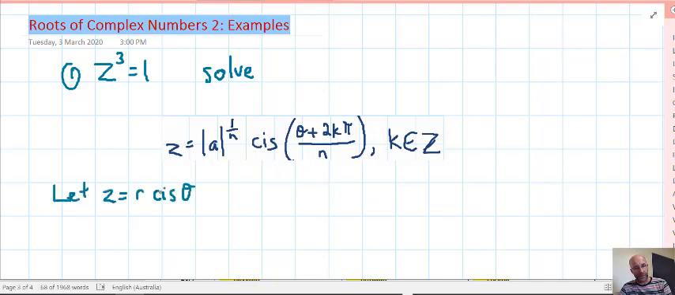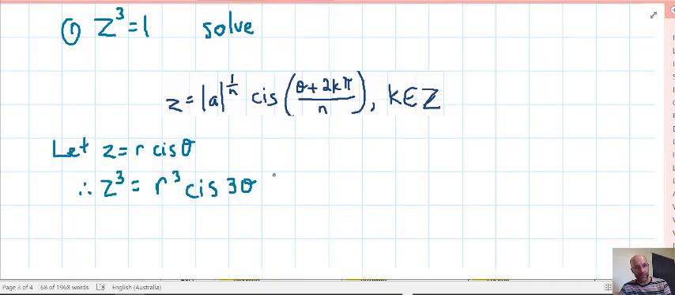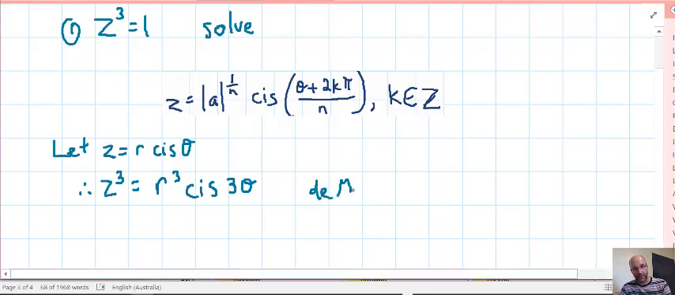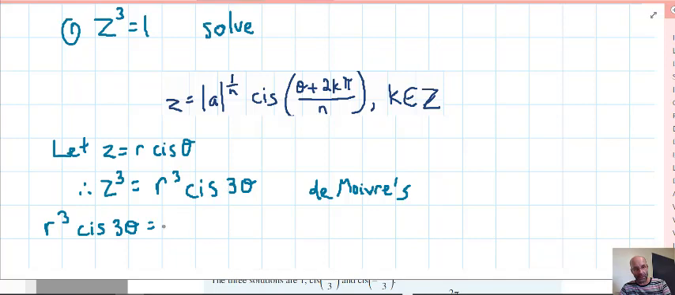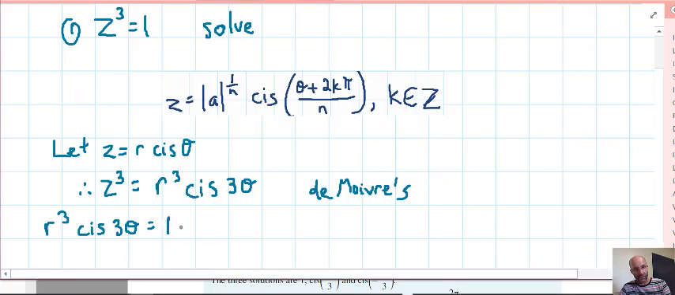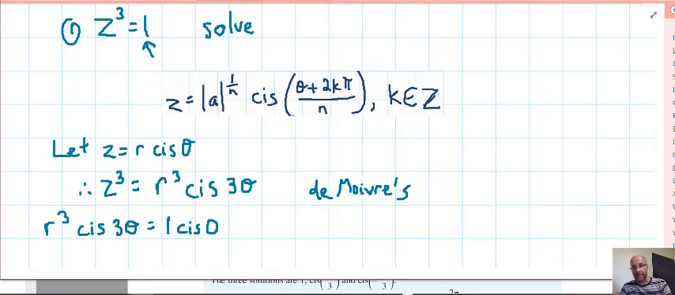So let z equal r cis theta, and we'll get it in polar form. So z cubed is r cubed cis 3 theta from de Moivre's theorem. And that r cubed cis 3 theta equals 1 cis 0, because that's what 1 equals. Its modulus is 1, its argument is 0.